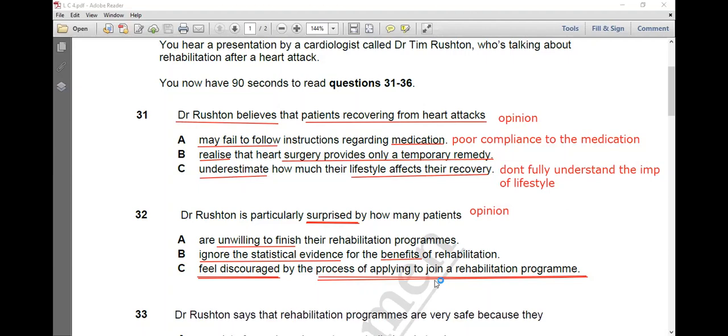Now I'm playing it for the second time. In case you have missed it, listen to it carefully.